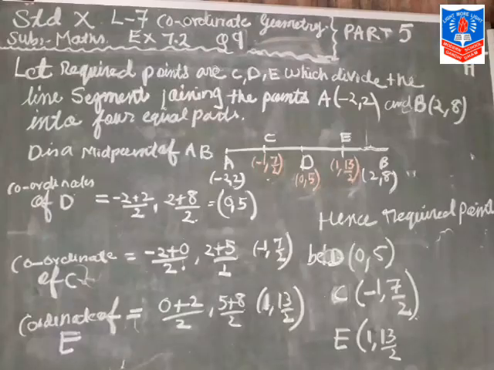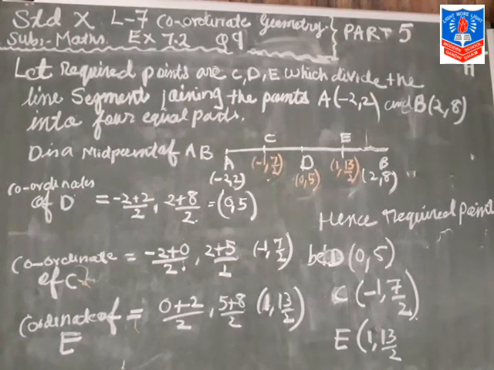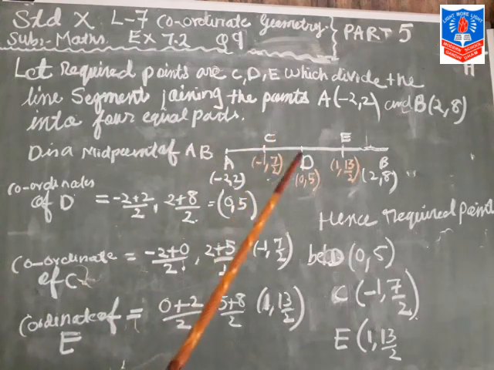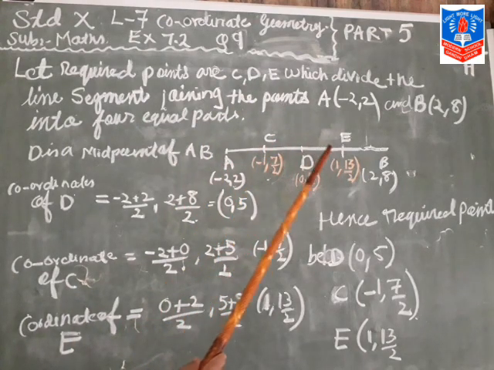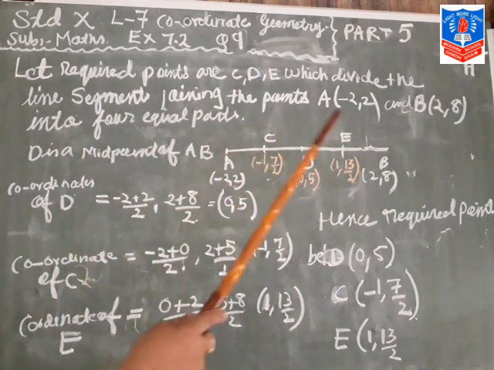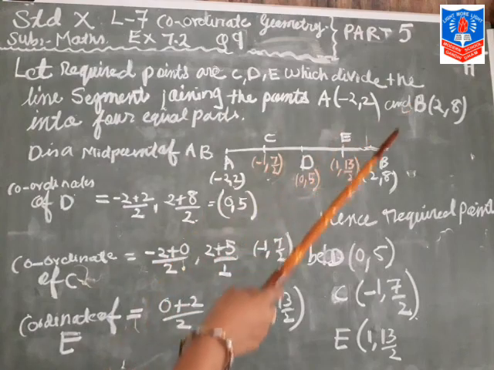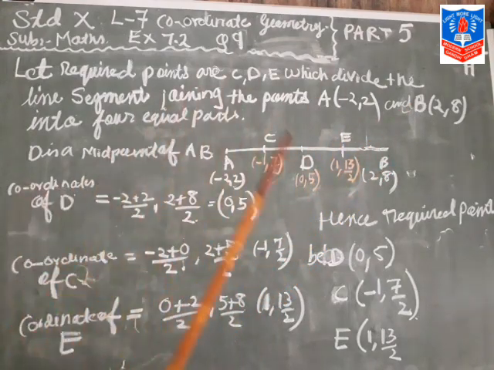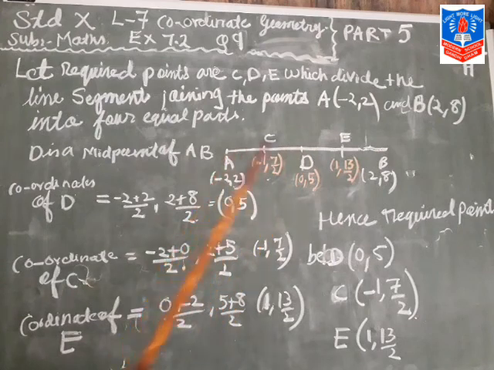Now children, we will start question number 9. Find the coordinates of the points which divide the line segment joining A (-2, 2) and B (2, 8) into 4 equal parts. Clear? So we will write, let the required points be C, D, E. We are showing 1 part, 2, 3 and 4. A and B is given, which divide the line segment joining the point A, we will write here, and B we will write here.